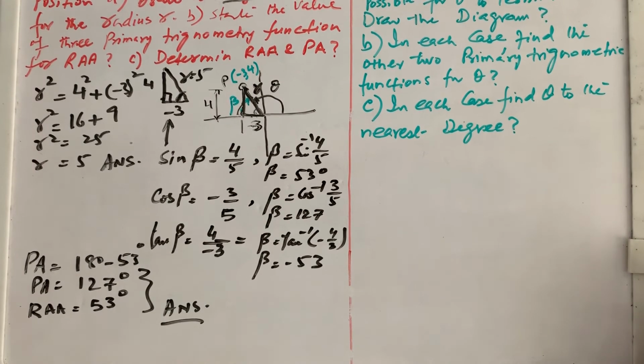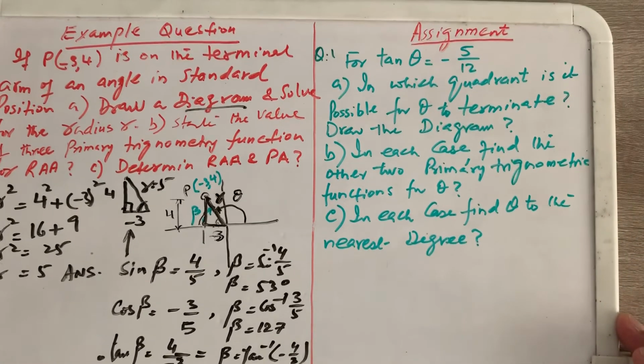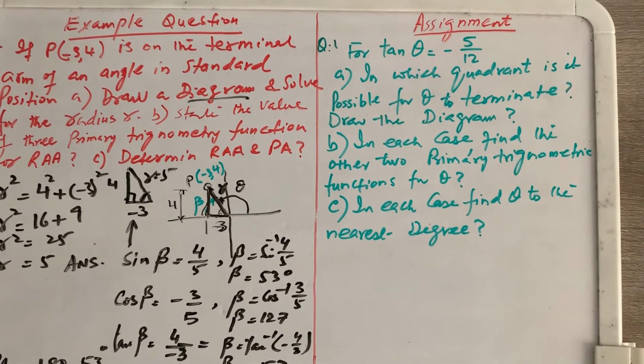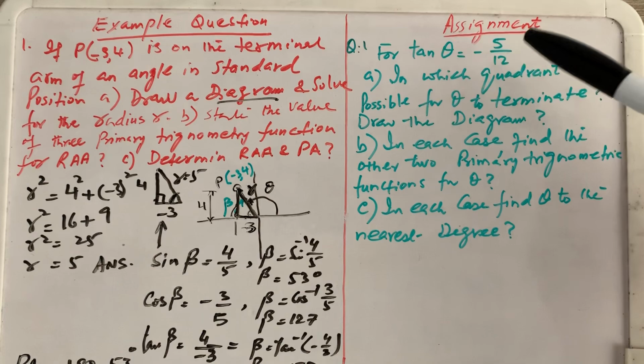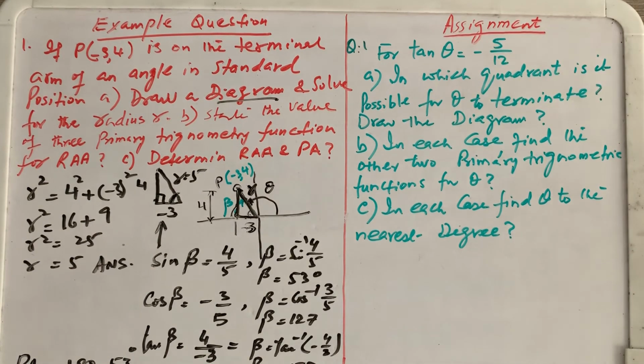For this example, you have to solve this assignment, and this assignment is related to this example as well, because you have to do it step by step. Here the tangent value is given: tangent is minus 5 over 12. You can draw a picture with this tangent value, and then you can proceed with parts A, B, C.